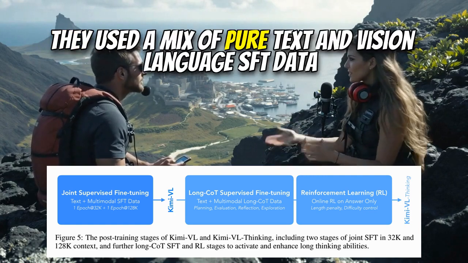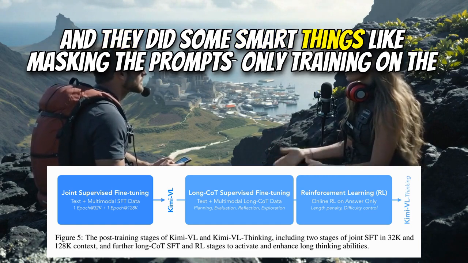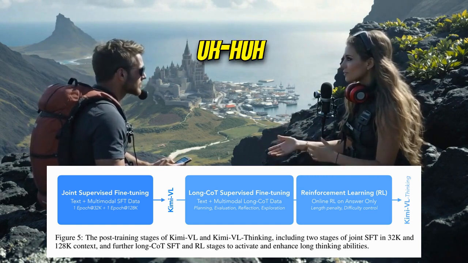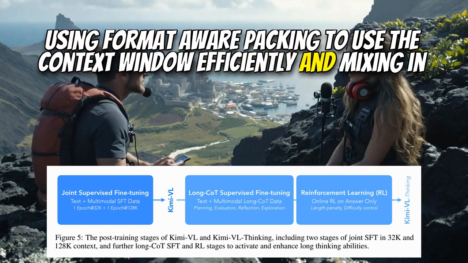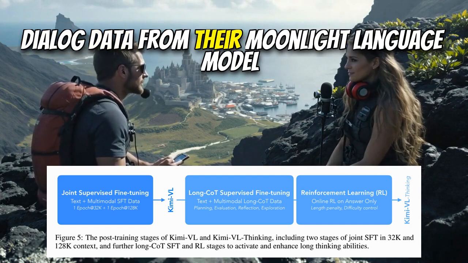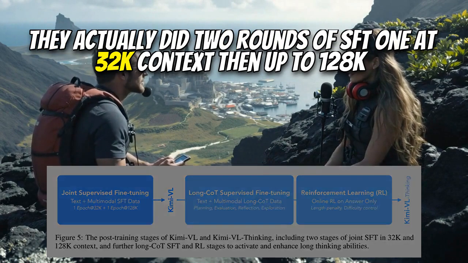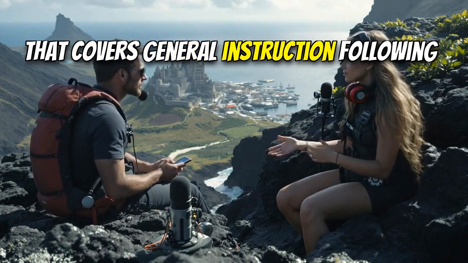They used a mix of pure text and vision language SFT data, and they did some smart things like masking the prompts, only training on the answers, using format-aware packing to use the context window efficiently, and mixing in dialogue data from their Moonlight language model. They actually did 2 rounds of SFT, one at 32K context, then up to 128K. Okay, that covers general instruction following.